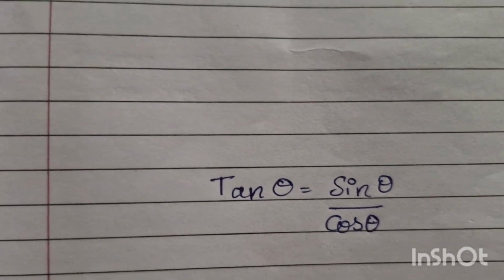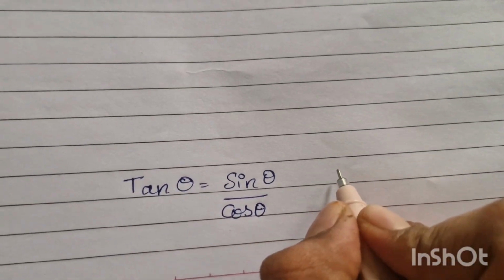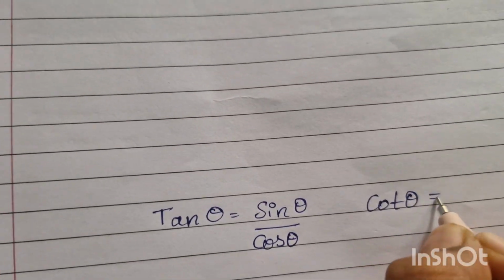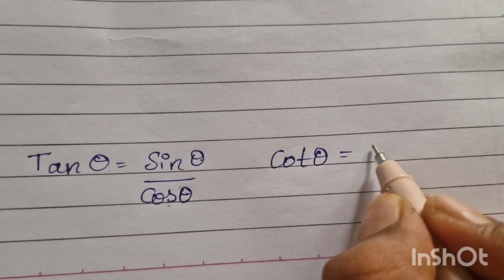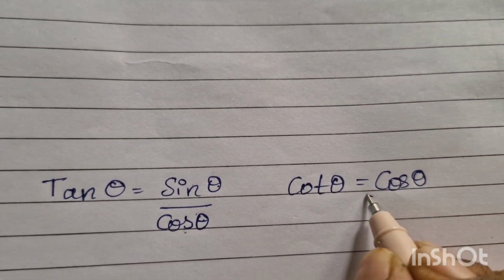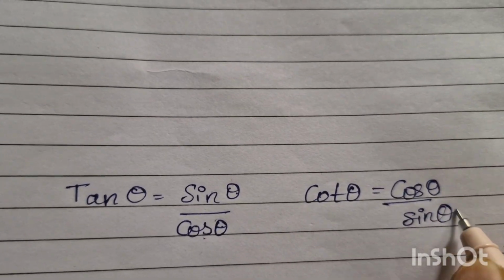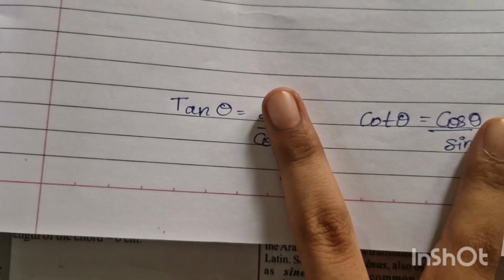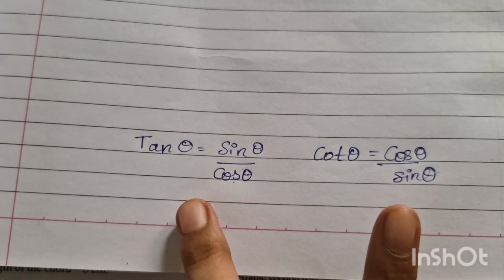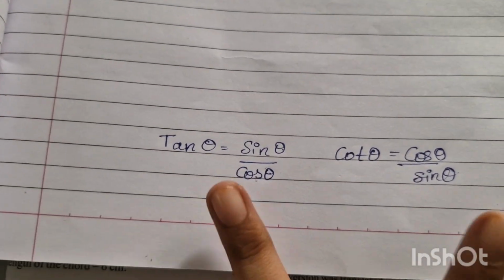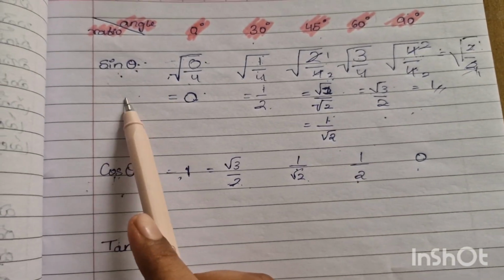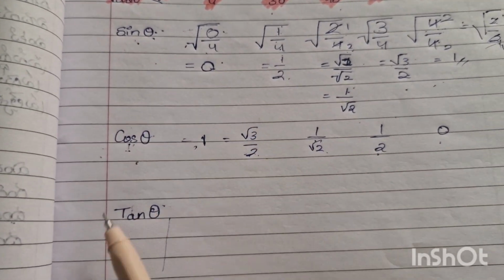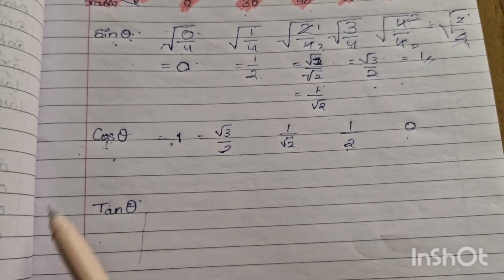So we know that the reciprocal of tan theta is cot theta. We have to remember these two things. We have to note this in our brains and also in our notes. Okay, let's continue. We have got the values of sin theta and cos theta, so it is easier to find the values of tan theta too.